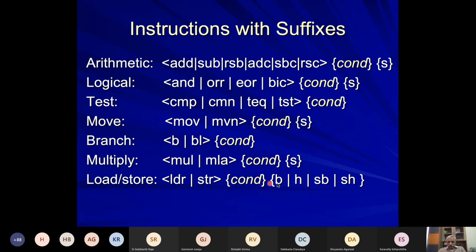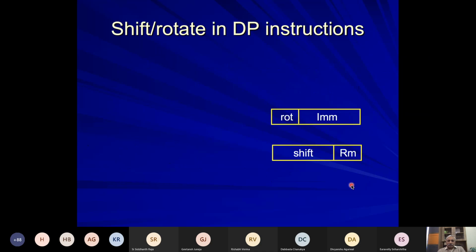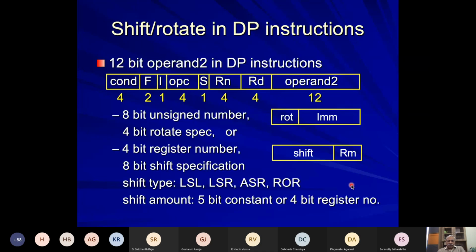Here with load store instructions, I'm putting an additional thing as B, H, SB, SH. So B is for byte, LDRB, for example. LDRH would mean load half word. Similarly, SB is for signed byte and SH for signed half word. So this shows in terms of instruction representation where these things are put.